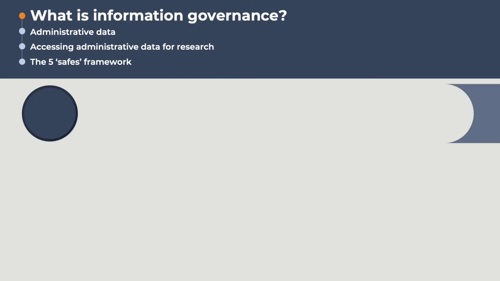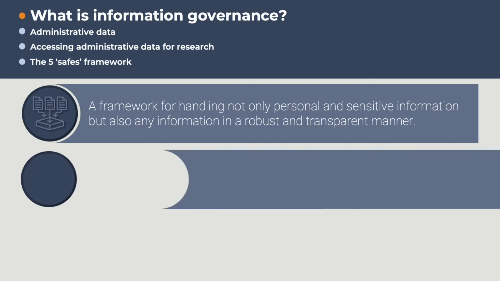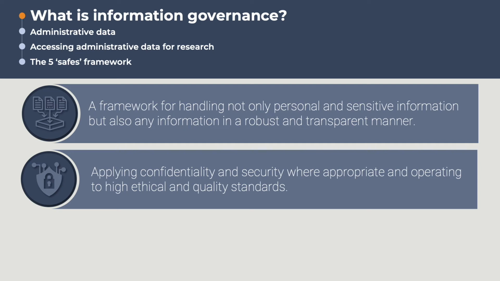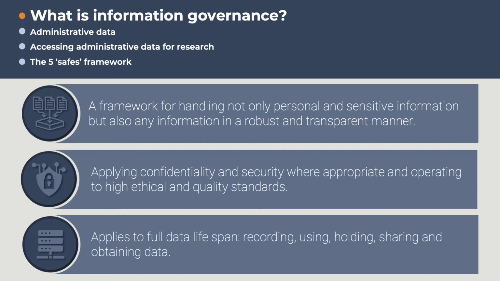Information governance can be thought of as a framework for handling not only personal and sensitive information, but also any information in a robust and transparent manner. Information governance means applying confidentiality and security measures where appropriate, and operating to high ethical and quality standards. Information governance is necessary and should be considered across the full data lifespan: recording, using, holding, sharing, and obtaining data.